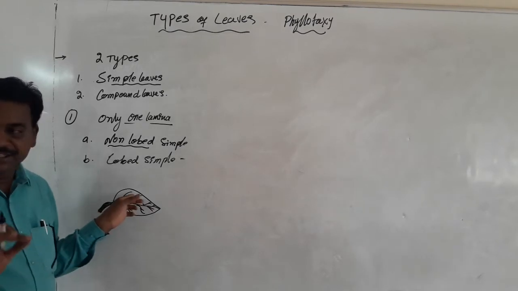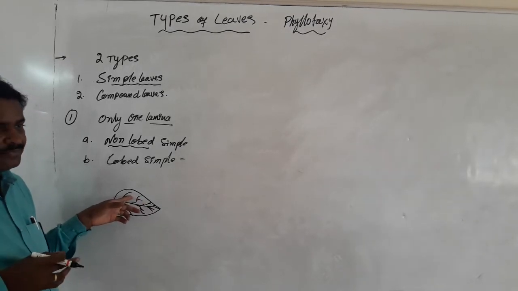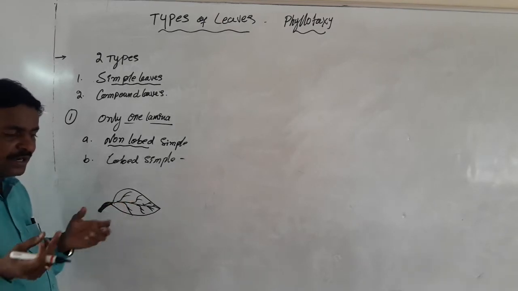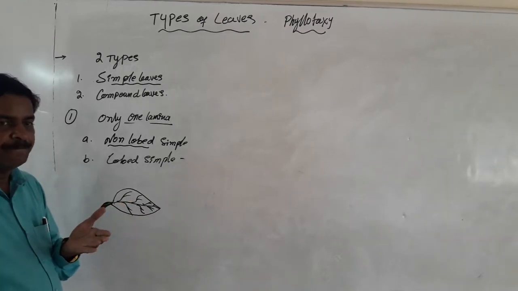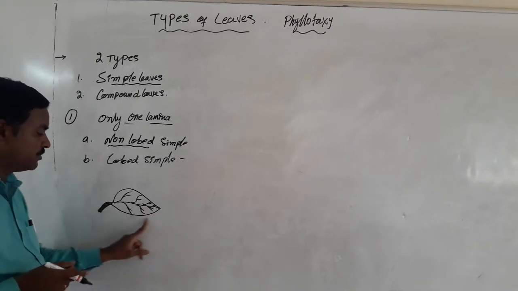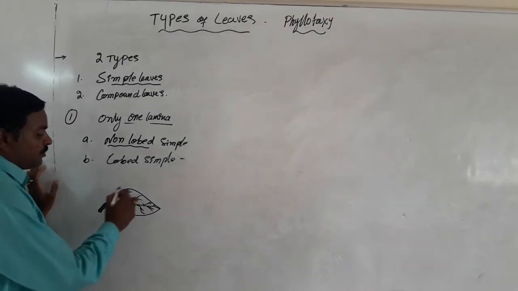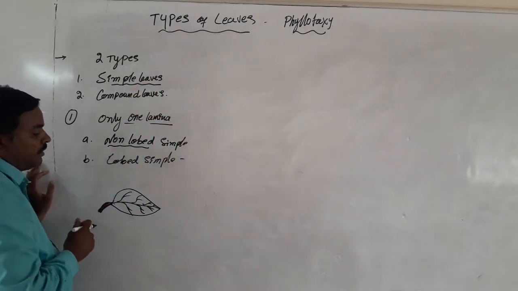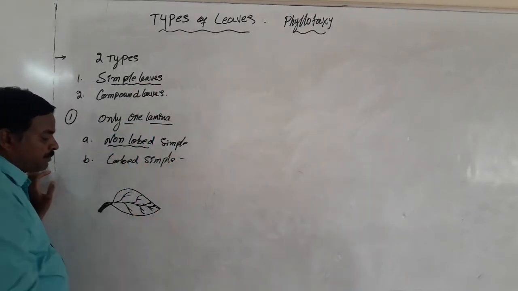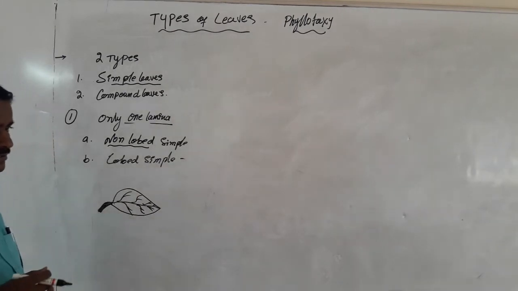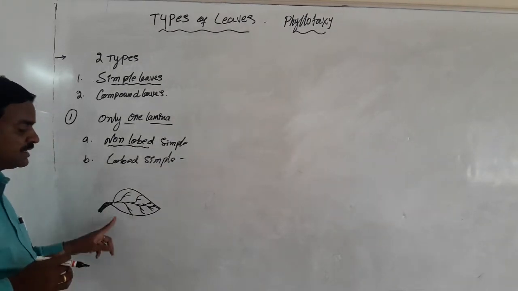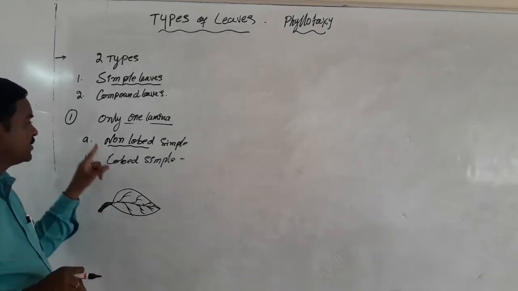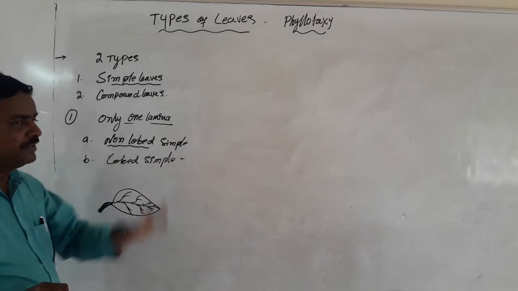This lamina is not incised. Incised means there are no lobes. Lobes are notches in the leaf, and there is nothing like that; the margin is smooth. Leaf with only one lamina is a simple leaf. When the simple leaf is not represented by any incisions or lobes, it is called a non-lobed simple leaf.